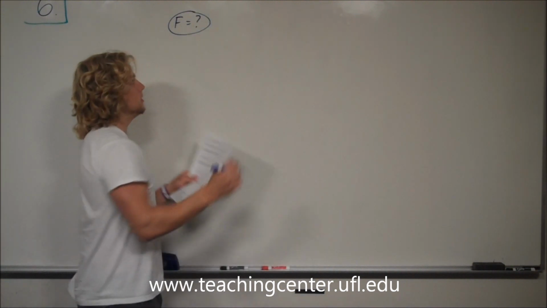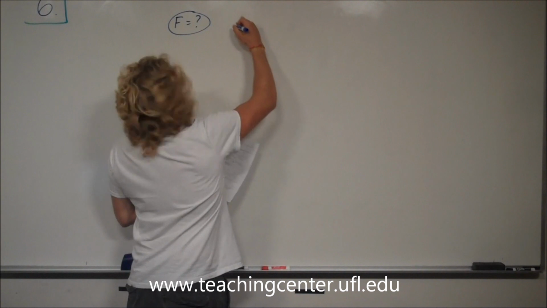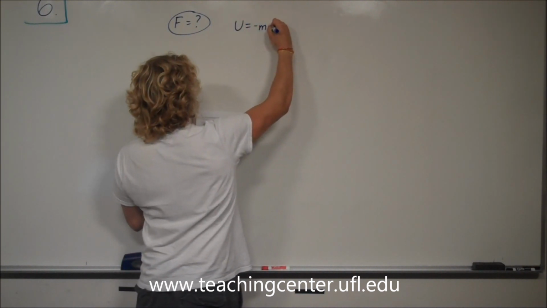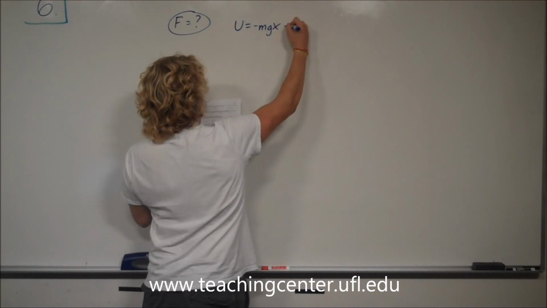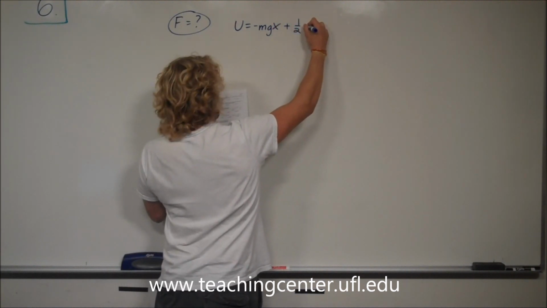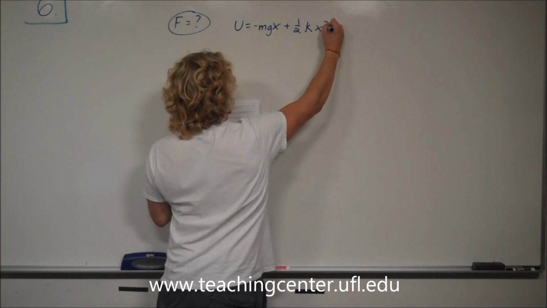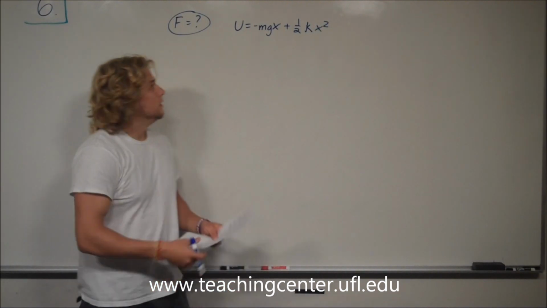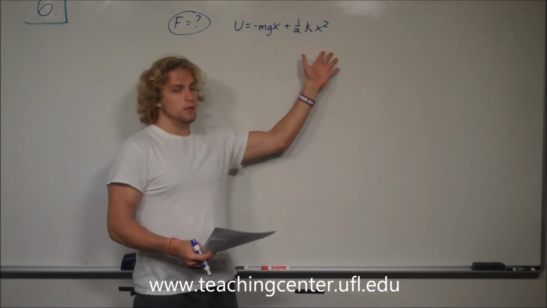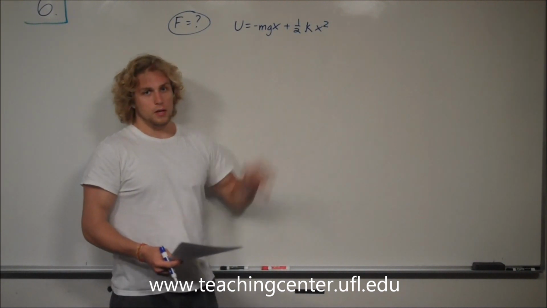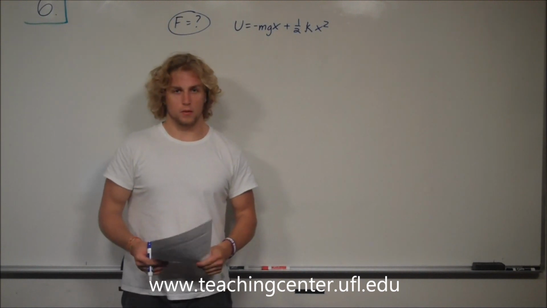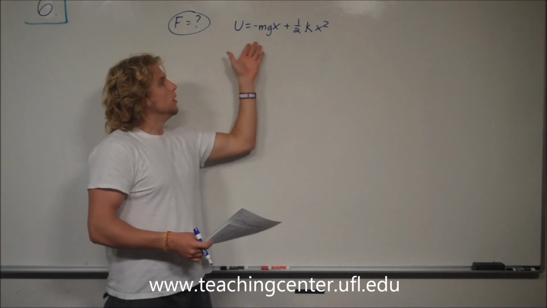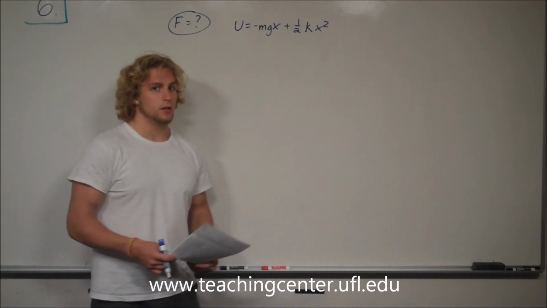Okay, I'm going to write out the equation that they give us. U for potential energy is equal to negative mgx plus 1/2 kx squared. Okay, this is a recognition problem. This is potential energy, and this is the equation that we're given. Okay, it's recognition. We have to recognize what these are and how it relates to potential energy.